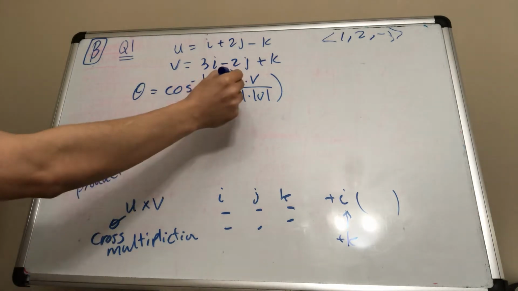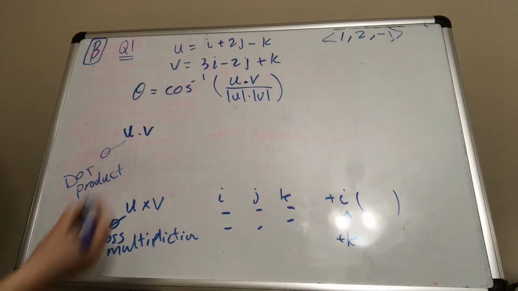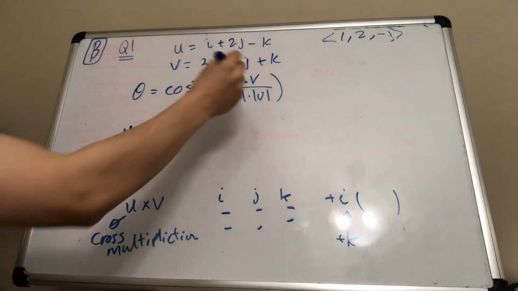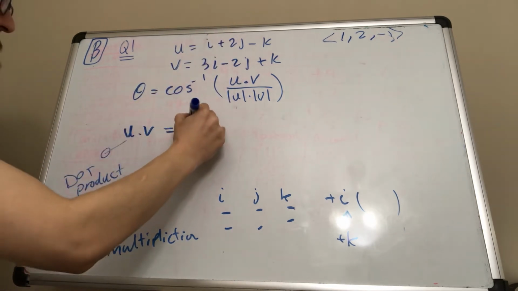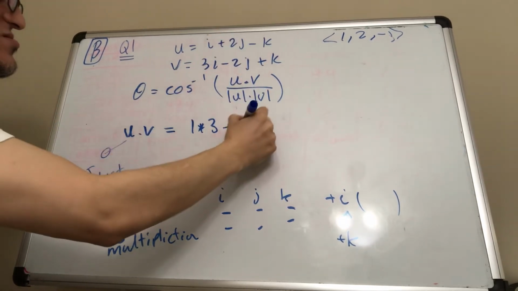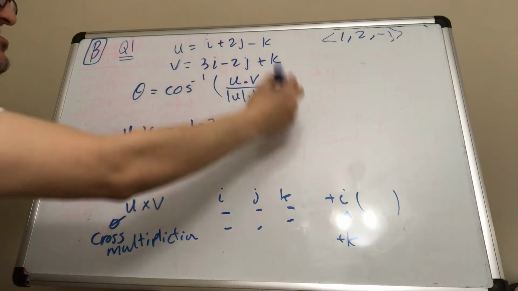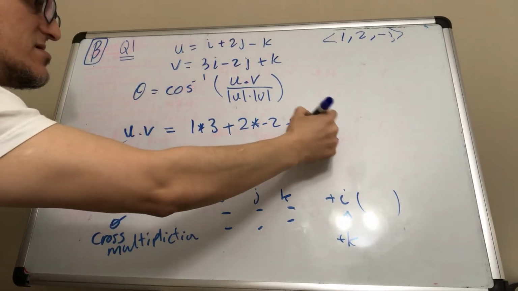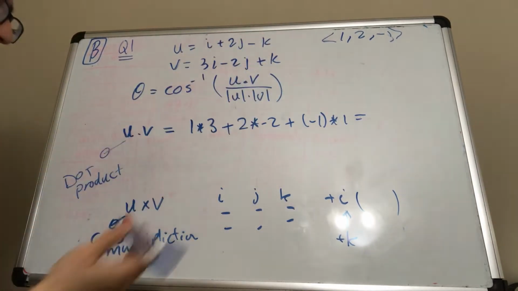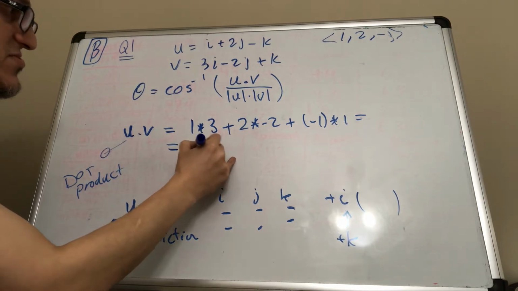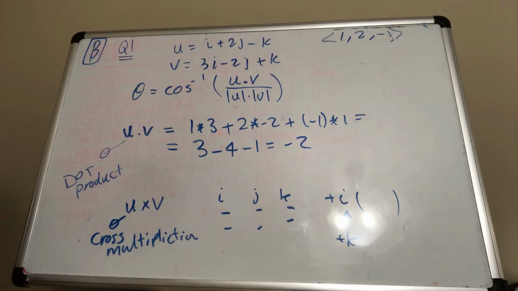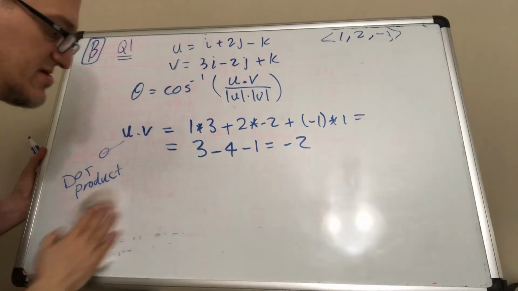The dot product is when you just say a dot between them, and all you need to do for this case, it's a number. So all you need to do would be 1 times 3 plus 2 times negative 2 plus negative 1 times 1. So you take the number times the number for each component. So that's 3 minus 4 minus 1, which is minus 2. So that's the dot product between these two.